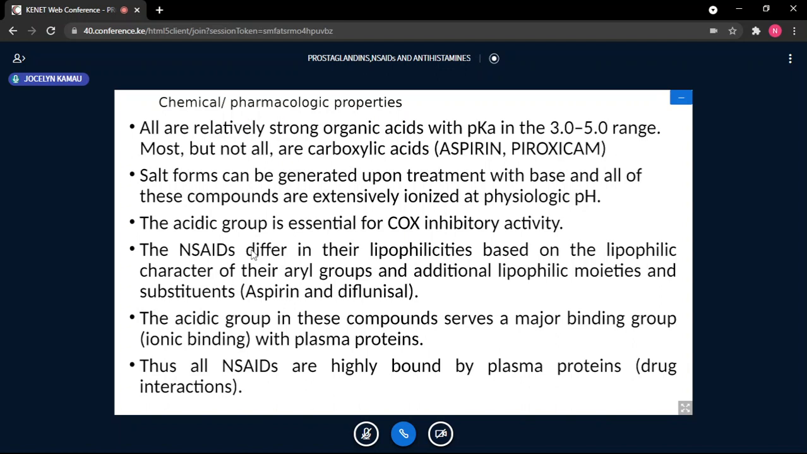So we are saying that all are relatively strong organic acids. Of course, organic acids are usually not very strong when you compare them with inorganic acids, but they are relatively strong organic acids because most of them have the carboxylic group, or some of them can also be enolics. So with that pKa, most but not all are carboxylic acids, like aspirin and ibuprofen, but the enolics like piroxicam. You can generate their salts upon treatment with base, and all of these compounds are extensively ionized at physiological pH.